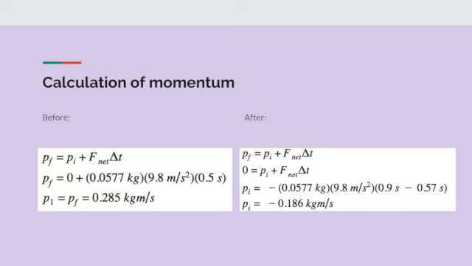To calculate the momentum of the ball immediately after the collision, I used a similar process. Here I considered the final momentum of the ball to be when it reaches its max height. The velocity at this point is equal to 0. Again, assuming negligible drag, the net force is due to gravity. So I got the momentum after it collides with the ground to be equal to negative 0.186 kilogram meters per second.